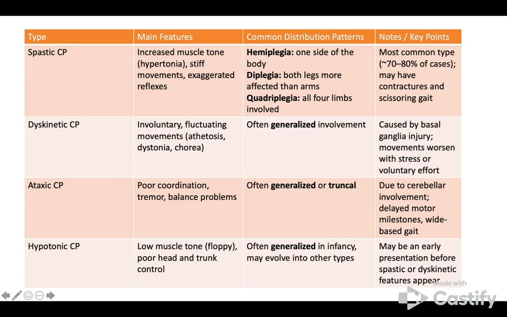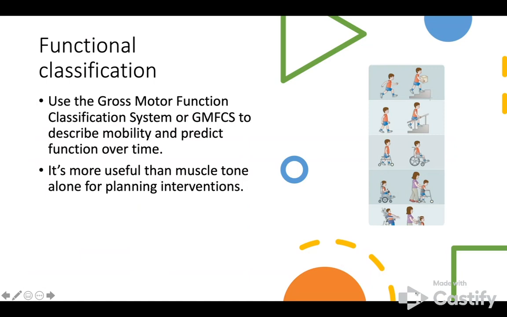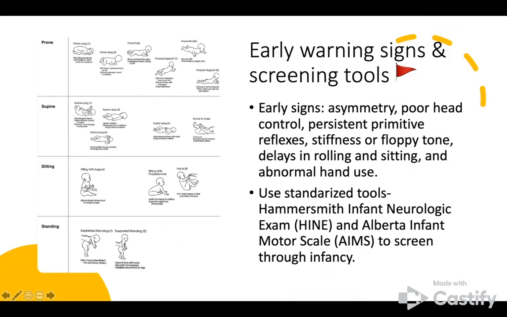Here's a table; if you want to check it in detail, you can go back to it. But when such a patient comes to our clinic, we want to classify these patients in a more detailed and informative way. So we use the Gross Motor Function Classification System. You can check it out by typing GMFCS into Google or checking the neurology books. It describes the mobility and predicts the function over time. So it gives us more information about the prognosis of this disease in our patients. It's way more useful than muscle tone alone for planning intervention.